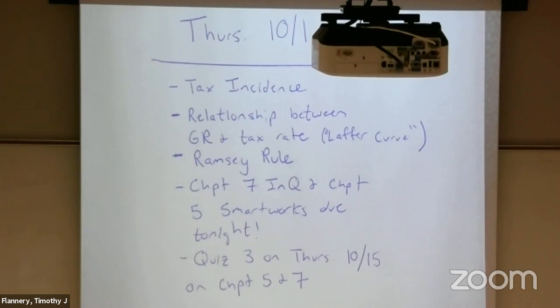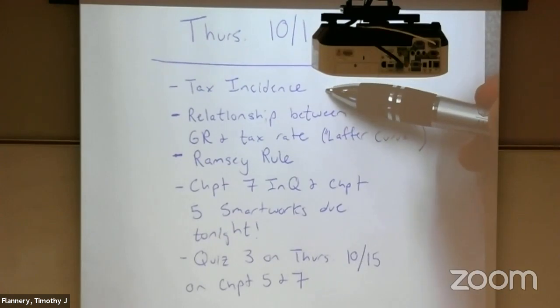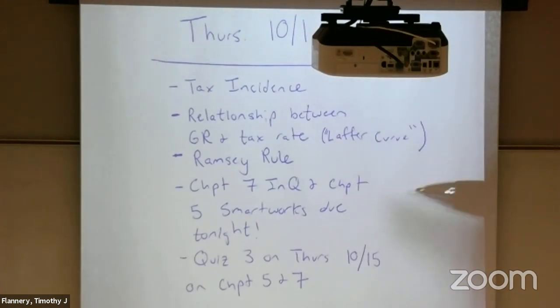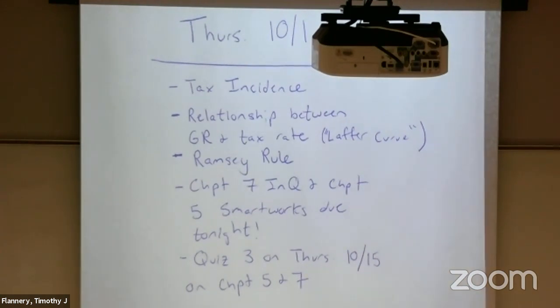All right, so today we're going to finish chapter 5. We are going to first discuss tax incidence, which I'll explain what that means in a moment. Then we'll discuss the relationship between government revenue and tax rates. This is informally known as the Laffer curve. I don't like that name. I'll talk about why. And finally, we'll end up talking about the Ramsey rule.